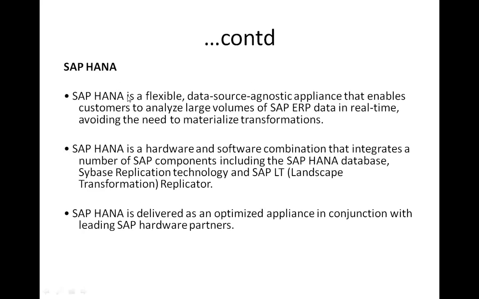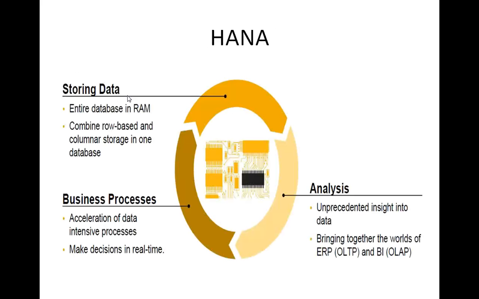The definition, or how SAP has defined it, is a flexible, data source agnostic appliance that enables customers to analyze large volumes of SAP ERP data in real time, avoiding the need to materialize transformations. It's a combination of both hardware and software, as we've seen yesterday. The hardware is provided by the vendors and the software by SAP. It's a combination of both, with a lot of new features added from both hardware and software, both of them implemented completely as a full-blown implementation on the SAP HANA server box.